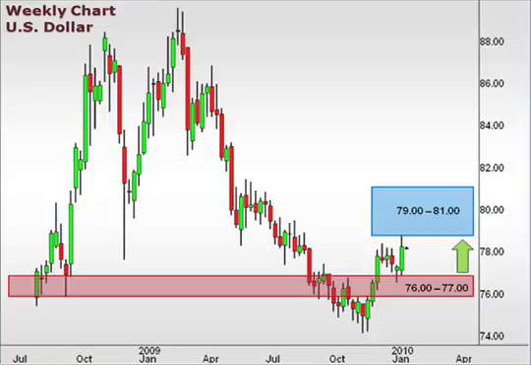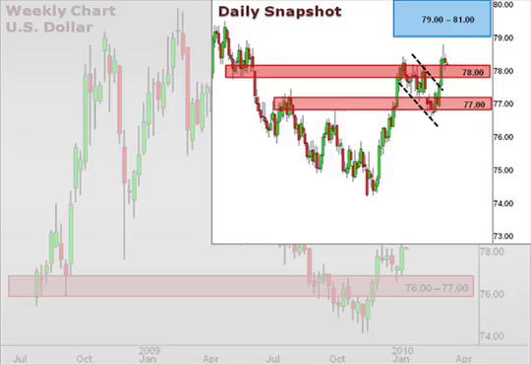However, after such a robust rally over the last couple of weeks, it would not be unrealistic to expect at least some backfilling. If we take a look at our daily snapshot, you can see the bull flag that we've illustrated is starting to break out. The 78 level remains an important support on our daily chart. Consolidation above here and a bounce lends further credibility to a push into that 79 to 81 box.